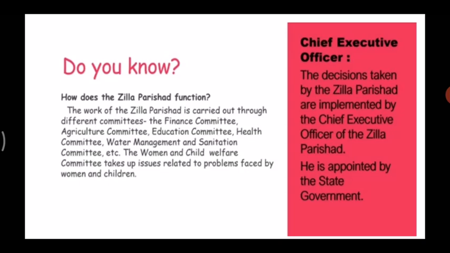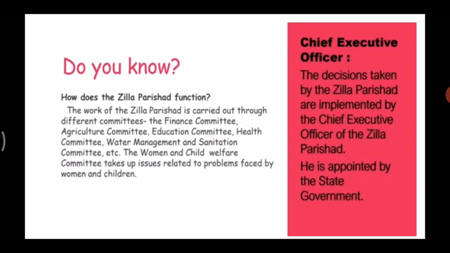Then next is the agricultural committee. The agricultural committee looks after farmers and agricultural production. Then the next is the education committee. The education committee looks after the educational needs of children. And the next is the health committee. Then water management and sanitation committee. They all look into their own areas. There is also a women and child welfare committee that takes up issues and problems related to whatever problems the women and children are facing.